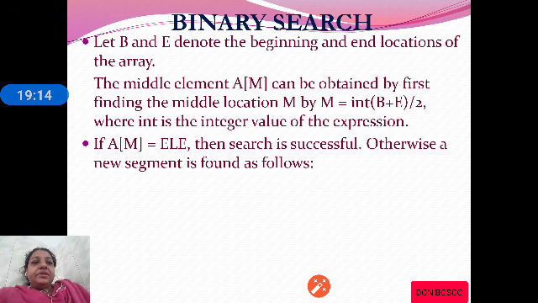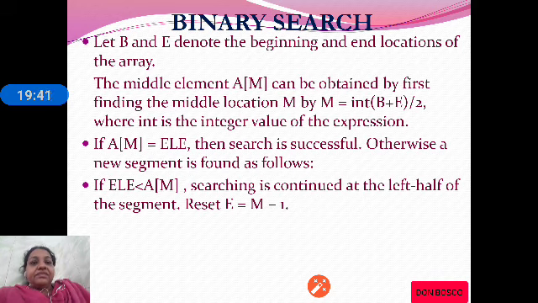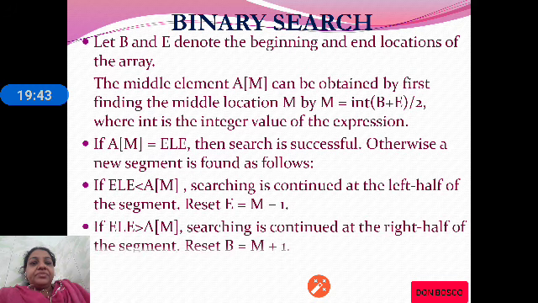So the middle element is obtained by B plus E, where B is the beginning and E is the end. B plus E divided by 2 will give us the mid position. We compare the mid position element with the searching element. If both match, then the search is successful. Otherwise, if the element is less than the middle element, then we change the ending position. Otherwise, if the element is greater, we change the beginning position.